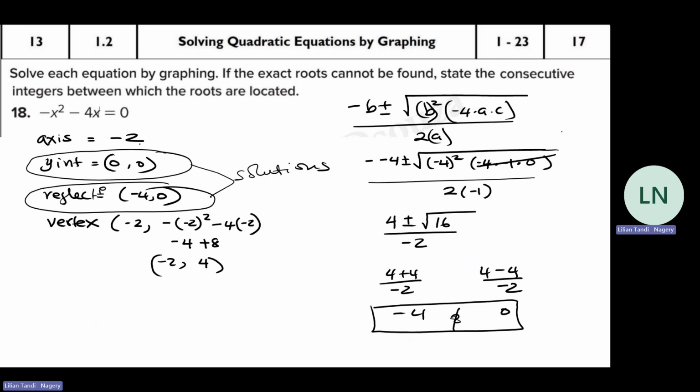So you can write, if the exact root, so here my roots. My roots are negative 4 and 0.